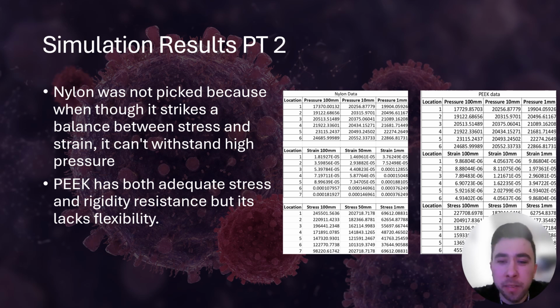Shown on the right is the nylon and PEEK data. Through this data analysis, I did not pick these two because, as I previously said, they do not perform well.